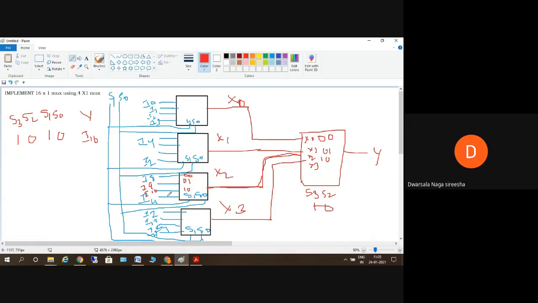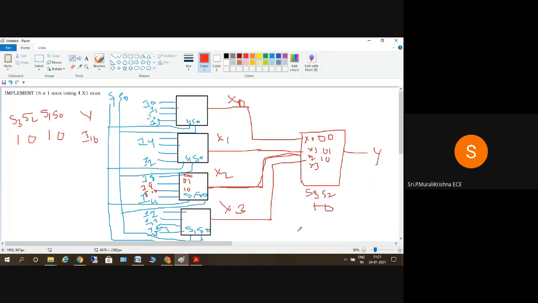Yes, sir. Okay, so if we give the same question, implement this 16:1 using 2:1 multiplexers, then what happens? Using 2:1, I'll be using 8 2:1 multiplexers. I'll get 8 outputs, X0 to X7. I have to make these 8 outputs a single output. So I'll give X0 to X7 to an 8:1 multiplexer. Yes or no? Okay, so this is how we deal with this.